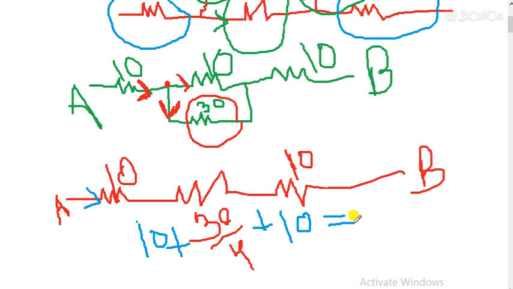Now you can easily see 10 plus 30 by 4 plus 10. Its answer will be 40, 80, 80 plus 30, 110. So 110 by 4 ohm will be the answer for this fourth question. We have covered 4 questions till now, and I will discuss 2 more questions. After that we will move to the next series of questions.